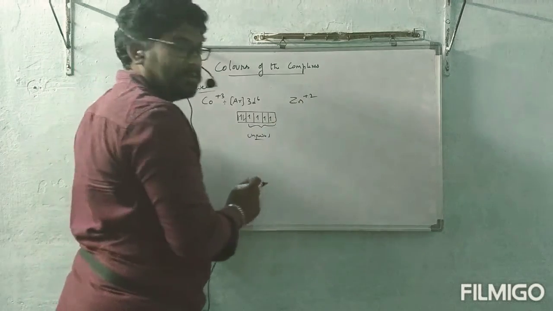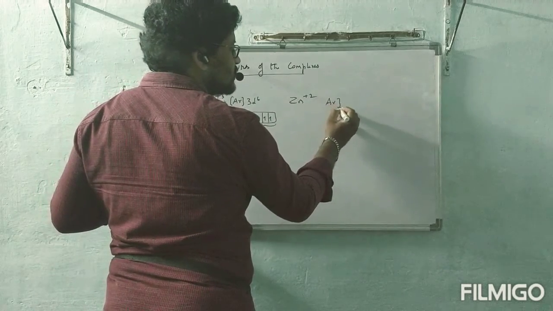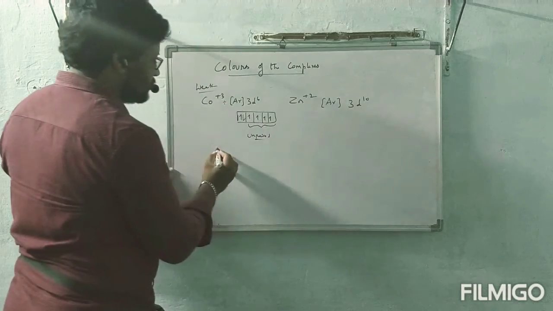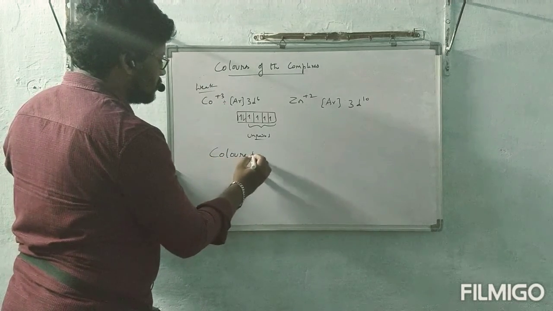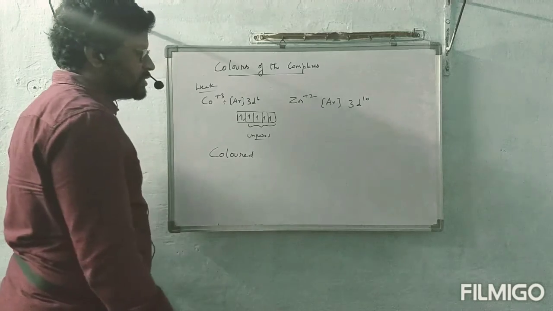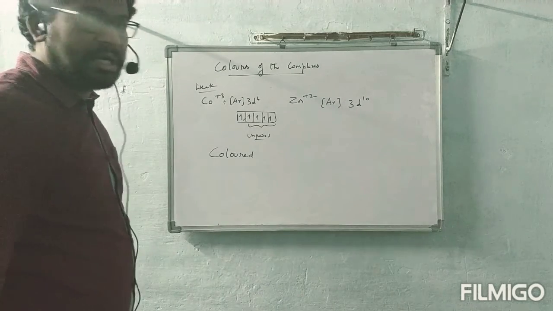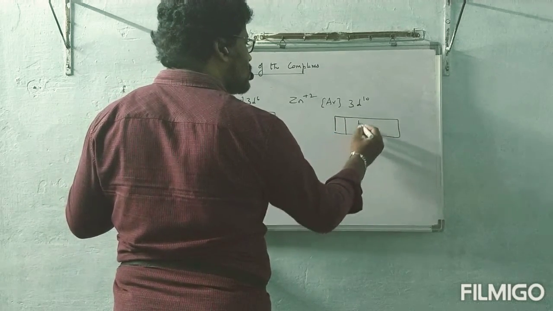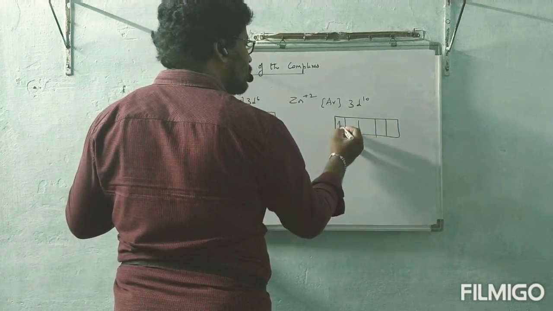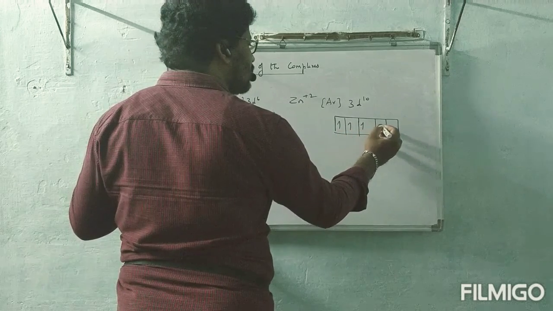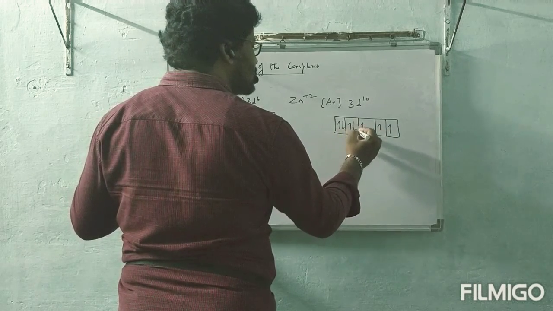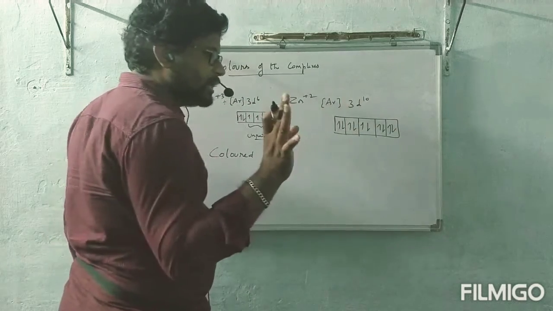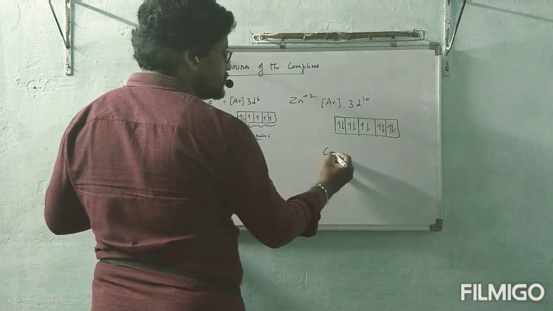Let us consider Zn plus 2. Zn plus 2 configuration is argon 3d10. Zn plus 2, what is the configuration? Argon 3d10. 3d10 means 1, 2, 3, 4, 5, 6, 7, 8, 9, 10. All the electrons are paired, no unpaired electrons. If there are no unpaired electrons, this is colorless.